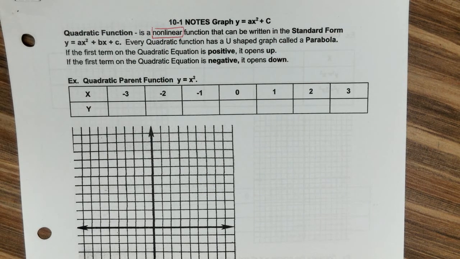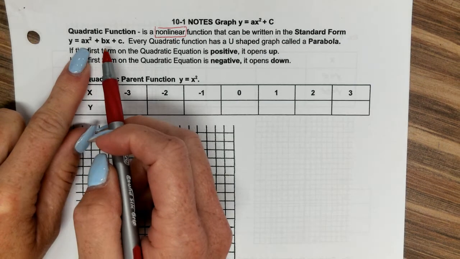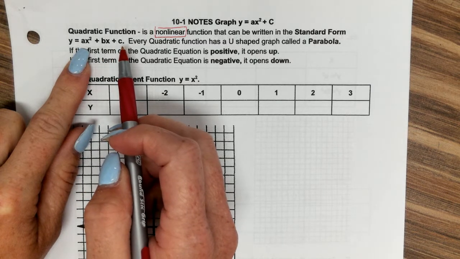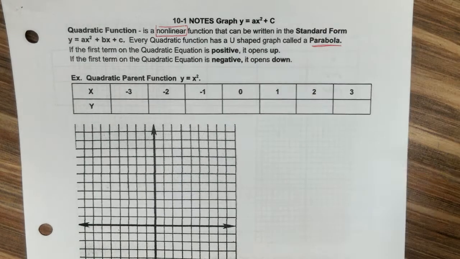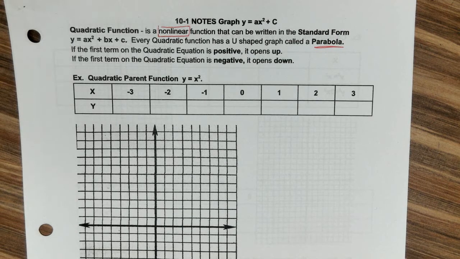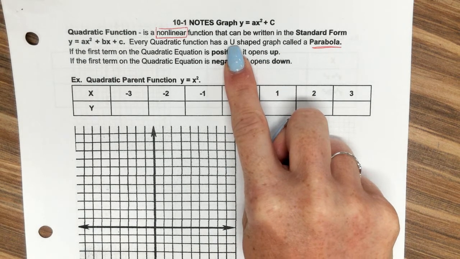It is a nonlinear function that can be written in the standard form of y equals ax squared plus bx plus c. Every quadratic function has a U shape called a parabola, and y'all have probably heard me say that before. Y'all have heard parabola, yes? Yeah. So they're either like a happy face U or an upside down U, which is like a sad face.